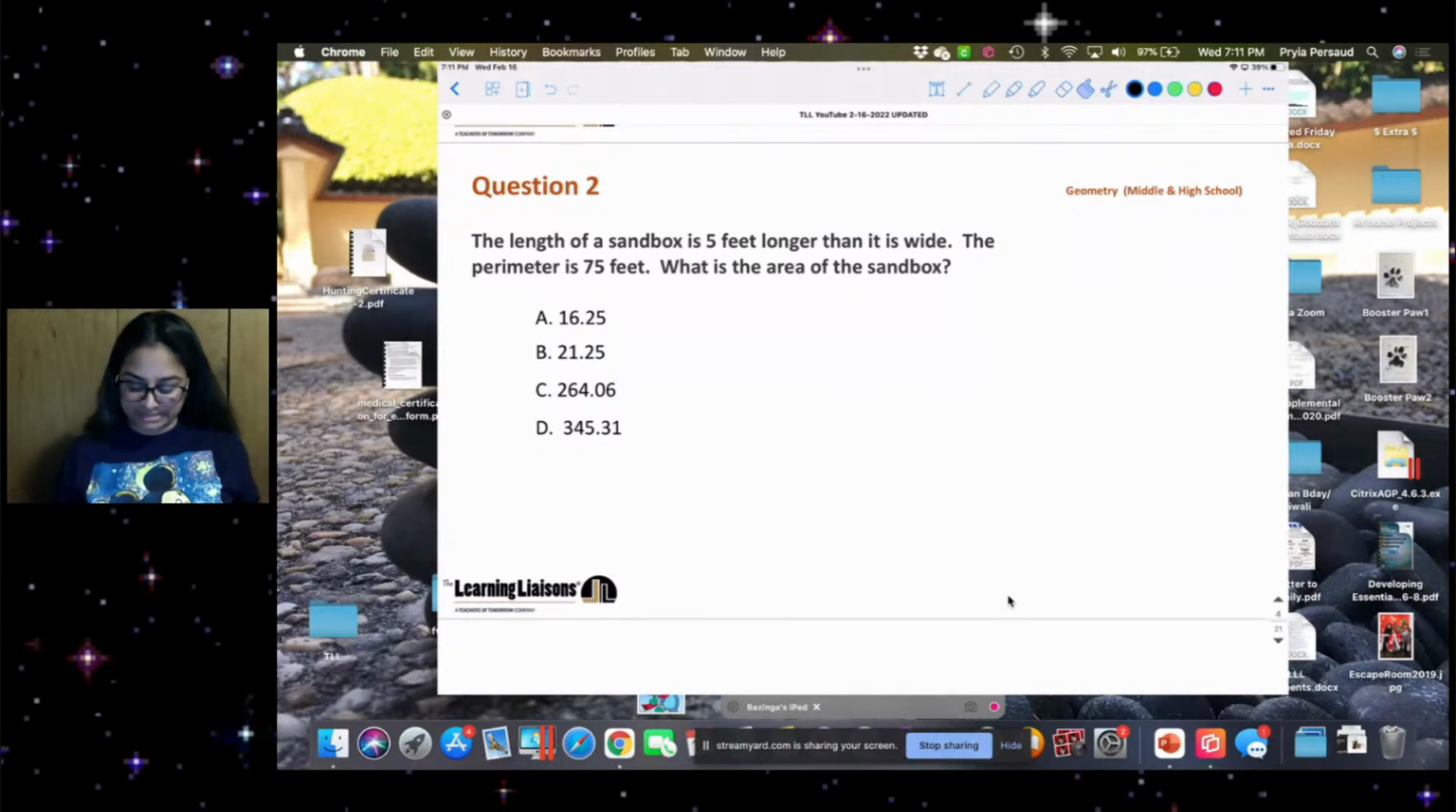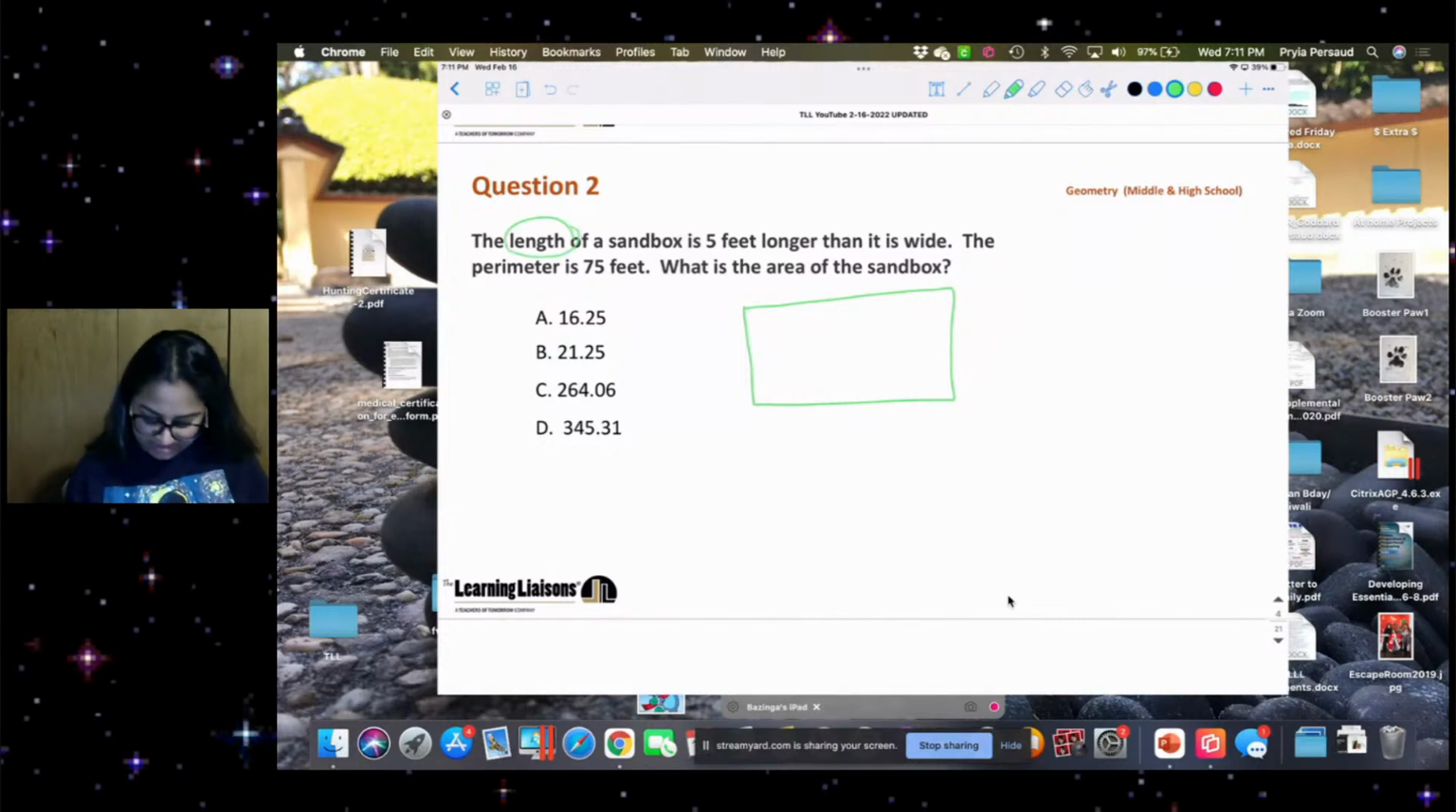Well, they're telling me stuff about a measurement that I don't really understand. So I'm going to start by drawing. Drawing always helps me figure something out. So here is my drawing. Remember, you don't have to be Picasso. It just has to be a thing, right? And they're telling me that the length is 5 feet longer than it is wide. Then they're telling me about the perimeter and they're asking me to solve for the area.